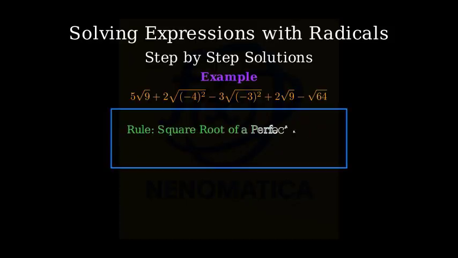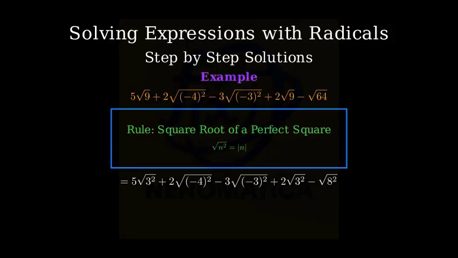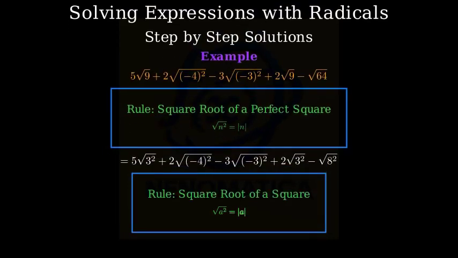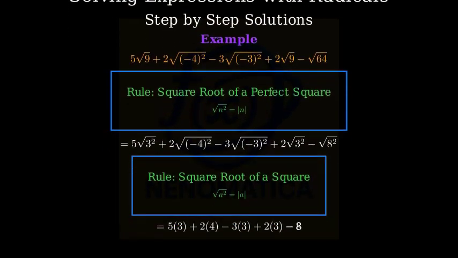So we have 5 times the square root of 3 squared plus 2 times the square root of negative 4 squared, minus 3 times the square root of negative 3 squared plus 2 times the square root of 3 squared, minus the square root of 8 squared. Now we apply the rule that the square root of a square equals the absolute value. So 5 times 3 plus 2 times 4 minus 3 times 3 plus 2 times 3 minus 8.